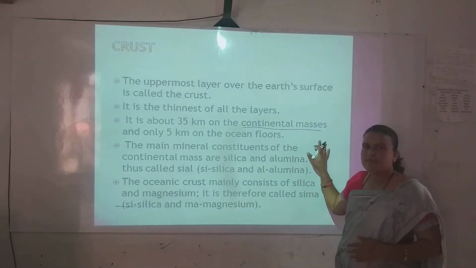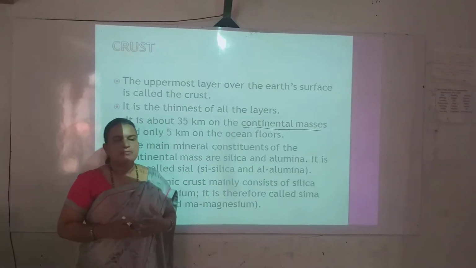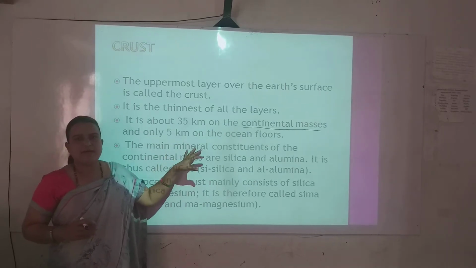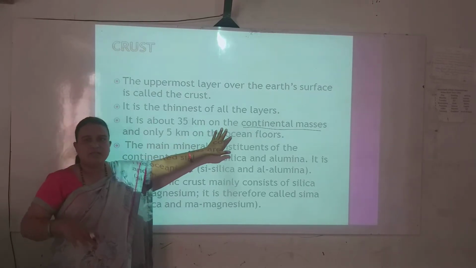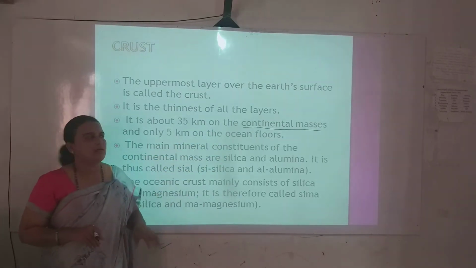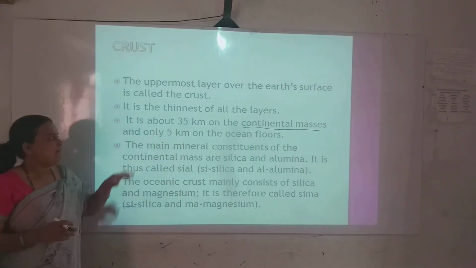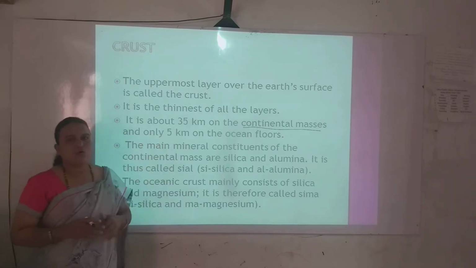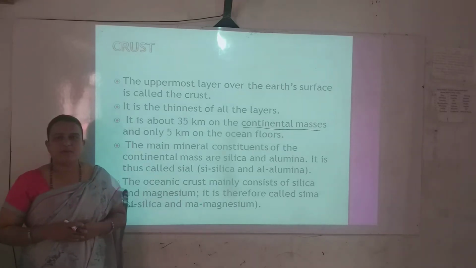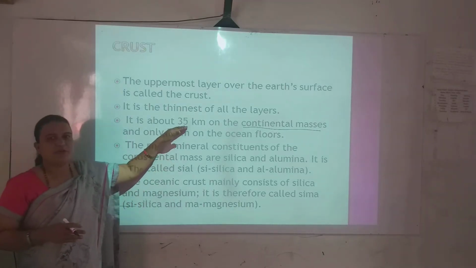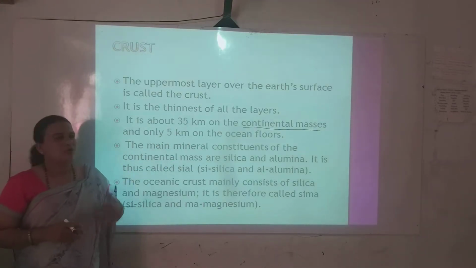Continental mass: the Earth is divided into 7 continents, so the continental mass is the land divided into continents. Wherever the continents are, if we go deep inside the earth, up to near about 35 km, there is crust, and only 5 km on the ocean floor. From the ocean floor, if we go 5 km deep, up to that layer, what is there?